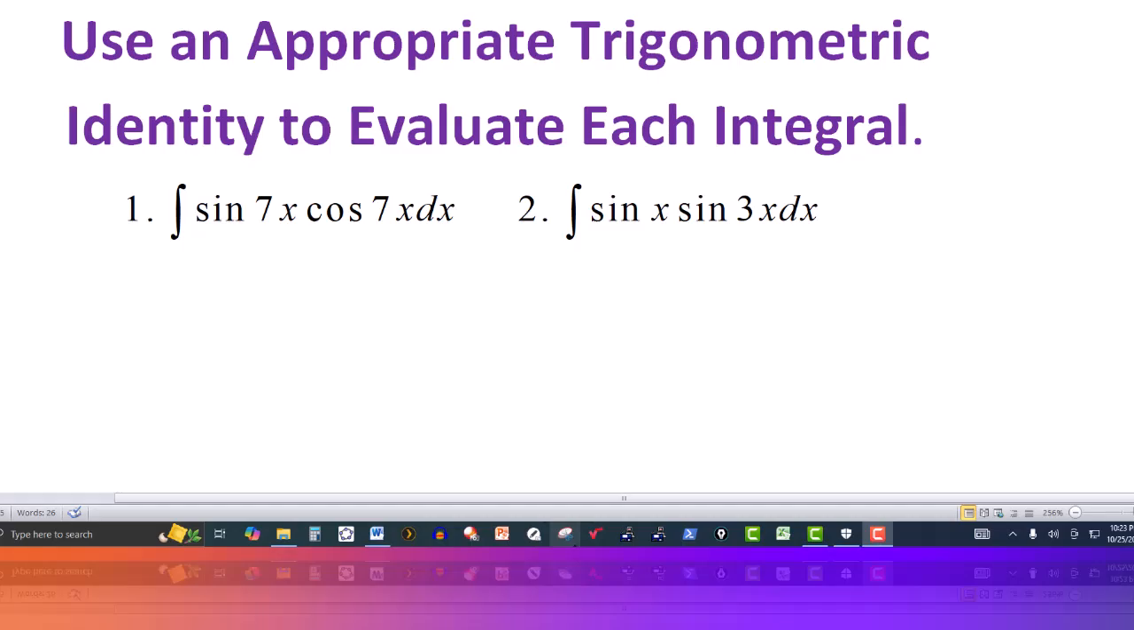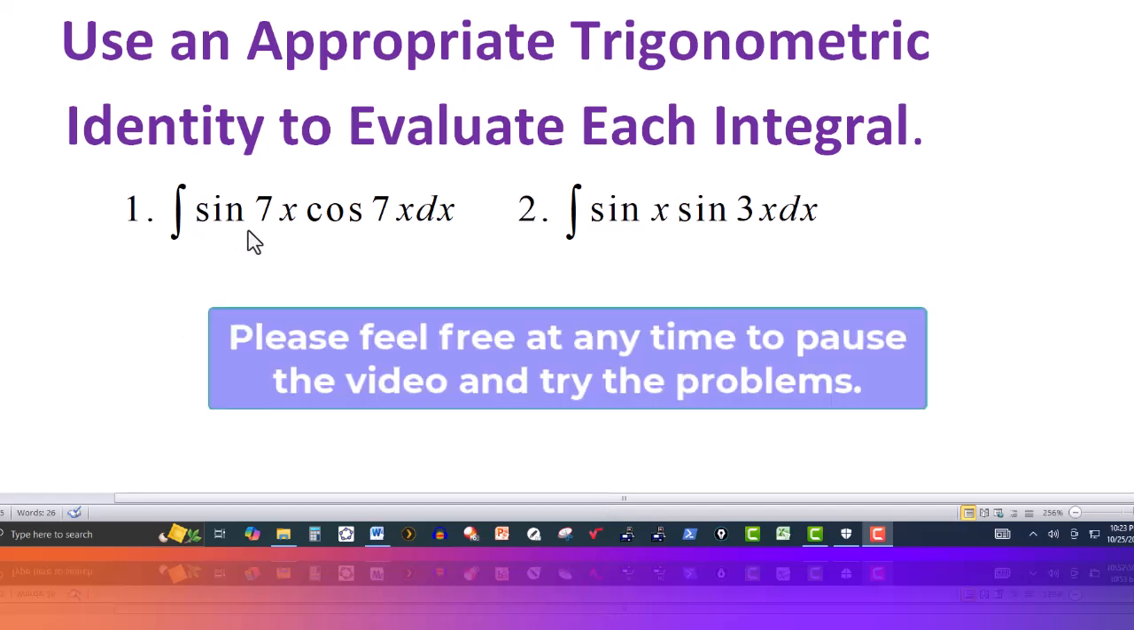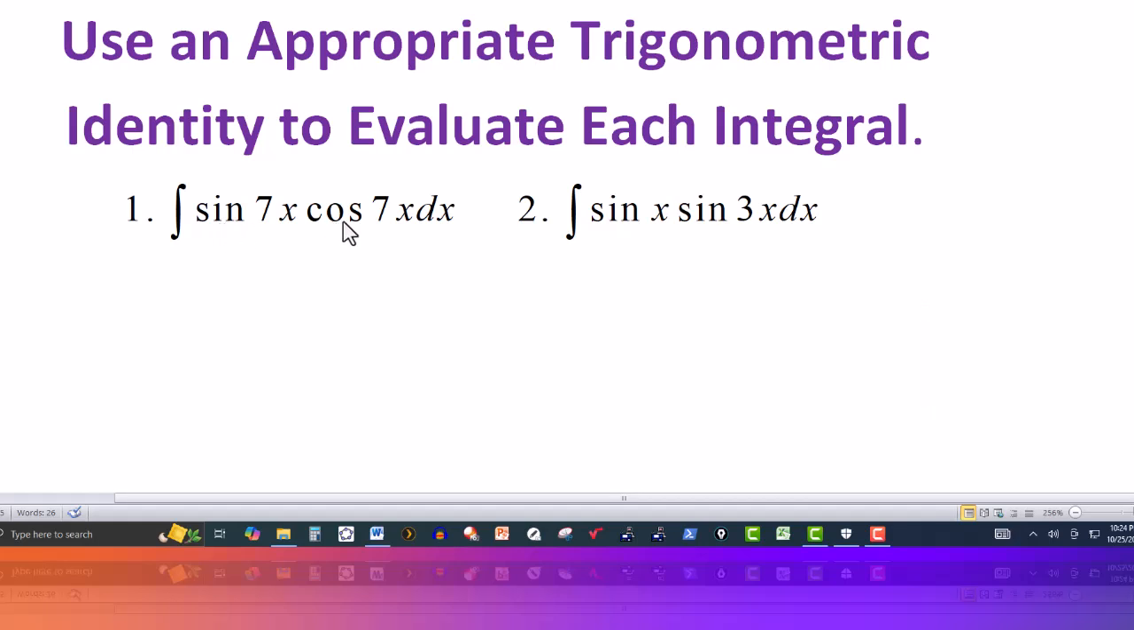In this video, we have two trigonometric integrals to evaluate. The first one is the sine of 7x and the cosine of 7x. So it's got the same angle. For this particular one, it could be done because the derivative of sine is cosine and the derivative of cosine is minus sine. We could set up a regular u substitution by letting u equal sine of 7x or u equal cosine of 7x, and that's going to work.